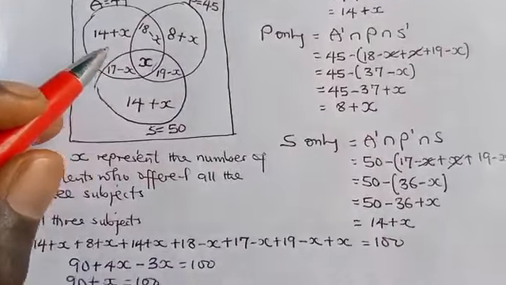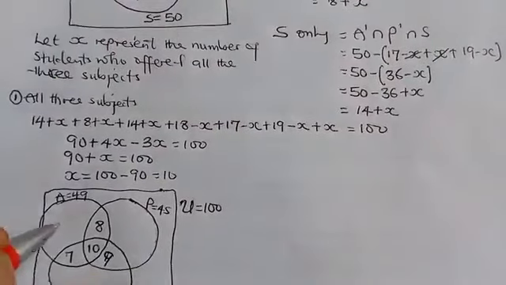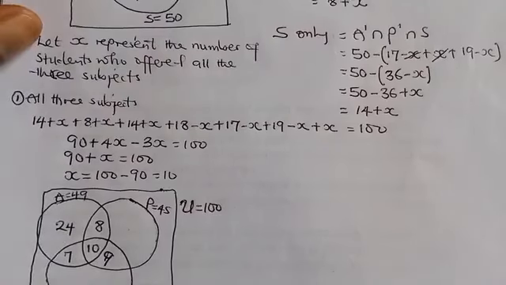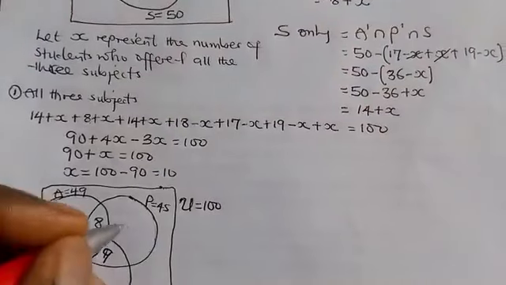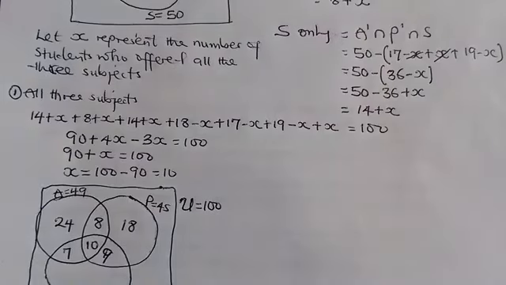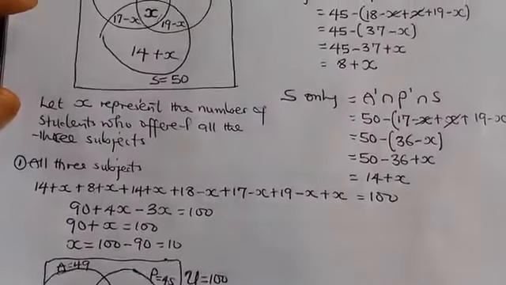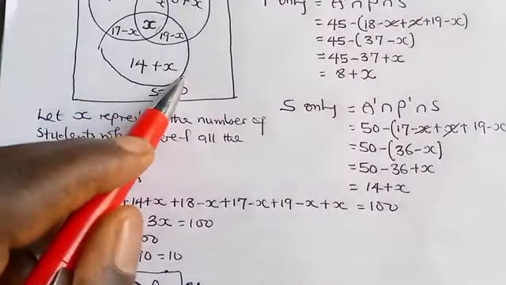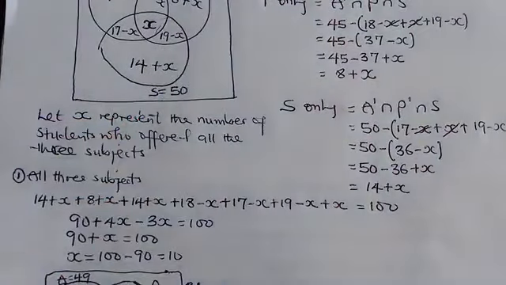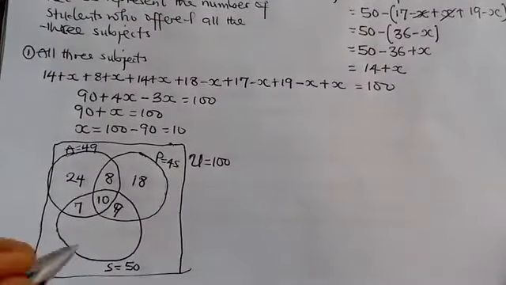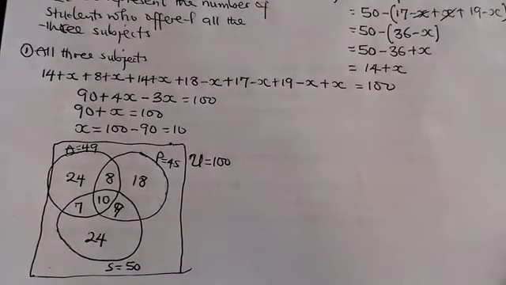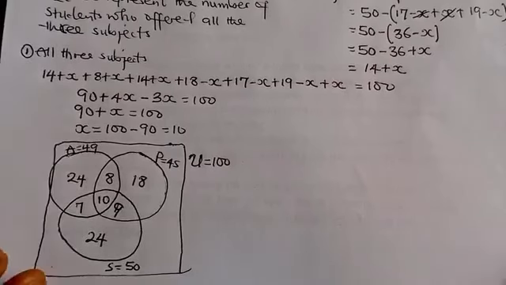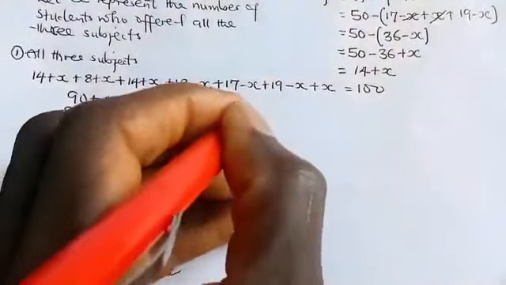That's 14 plus 10. 14 plus 10 is equal to 24. For physics only, we have 8 plus x. And 8 plus x is same as 8 plus 10, giving us 18 here. Lastly, statistics only is 14 plus x. The value of x is 10, so we add 10 to 14. That's going to give us 24 here. So we have represented our information no longer in x. Right? We've substituted the value of x into this data. With this, now we can proceed to solving the second question.